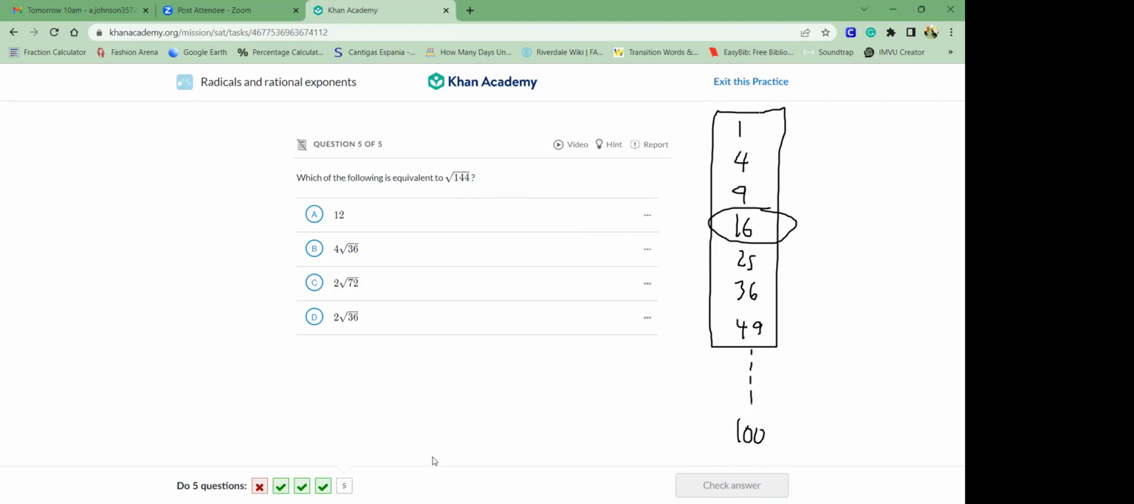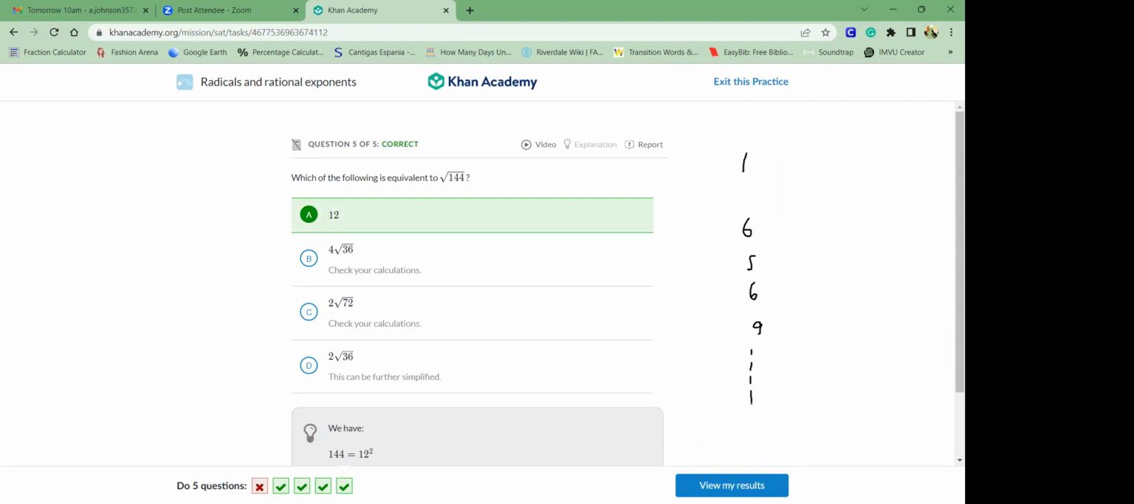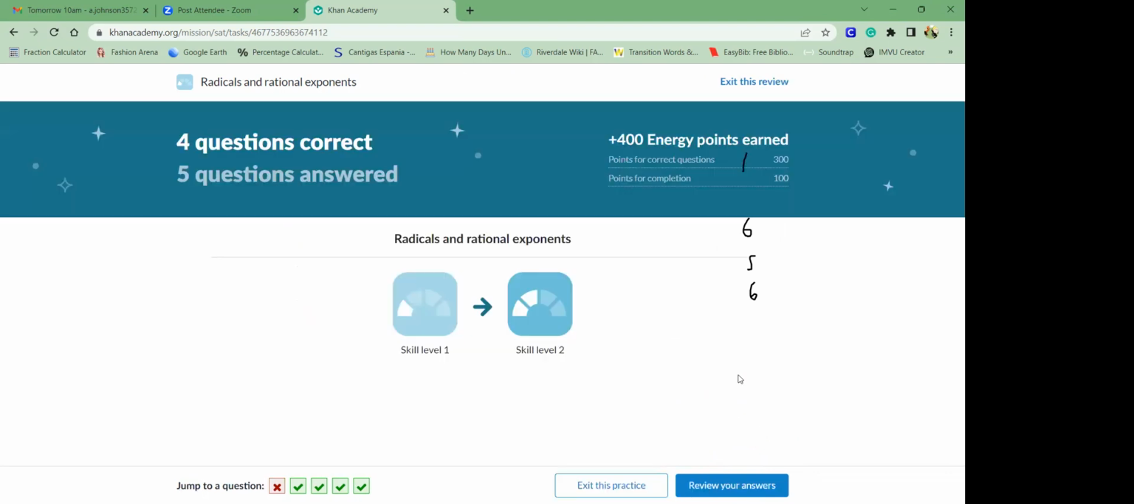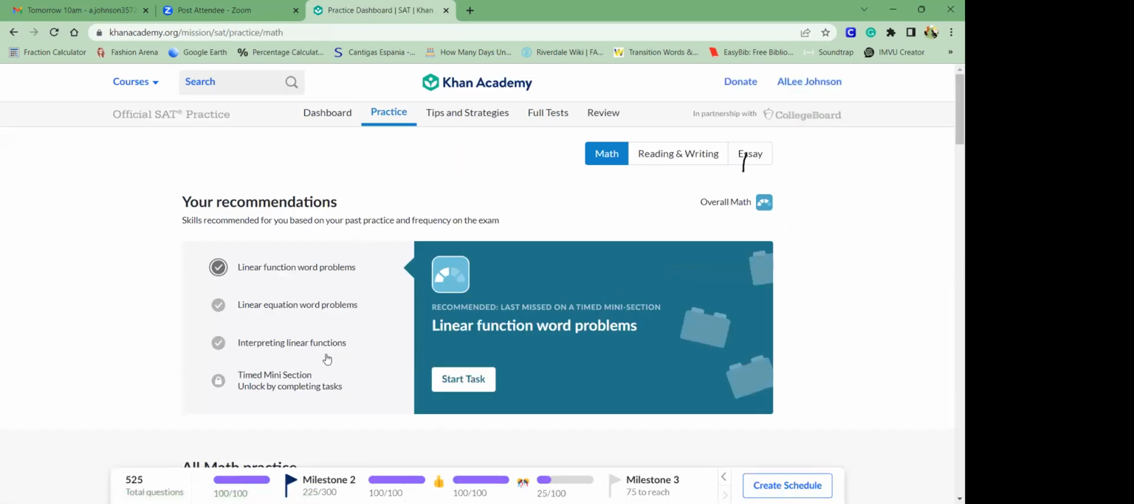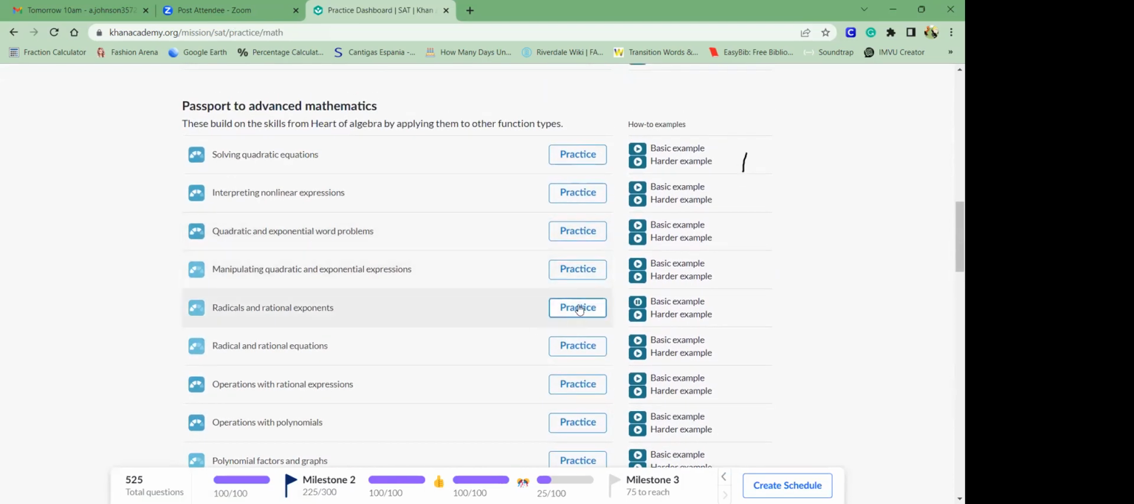All right. What's the biggest, or actually, what's that one? What's that one there, right there? 12. Yeah, that one's just 12. You got some more questions you want to go over? Or is there any more radicals we can try? Radicals and rational. Yeah, try one of those.